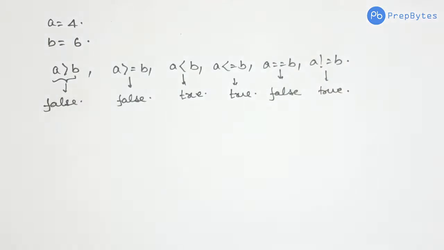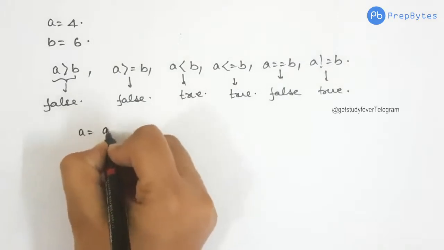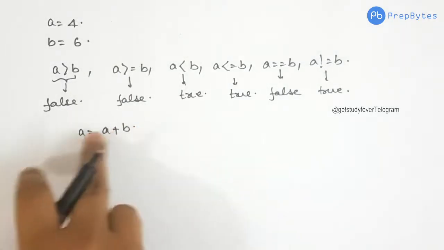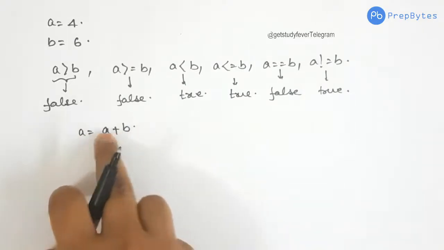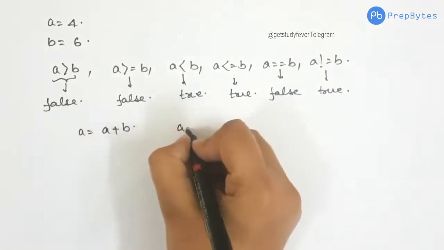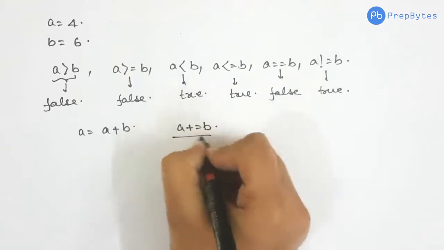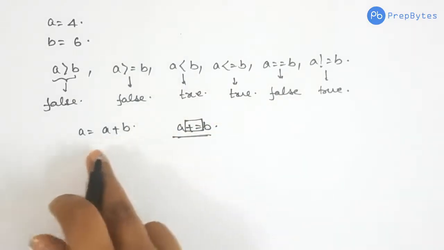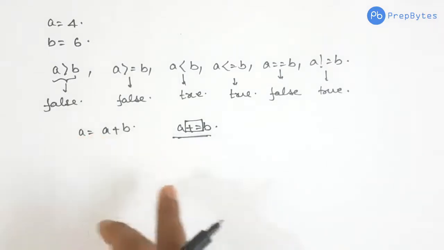Talking about the assignment operator, assignment is also an operator that, as we have seen, is used to initialize the value. Let's say I have something like this: a equals a plus b. There is a way to decrease the size of this expression. We can also write this as a plus equal to b. This is the shorthand operator. I have reduced the size of this assignment.